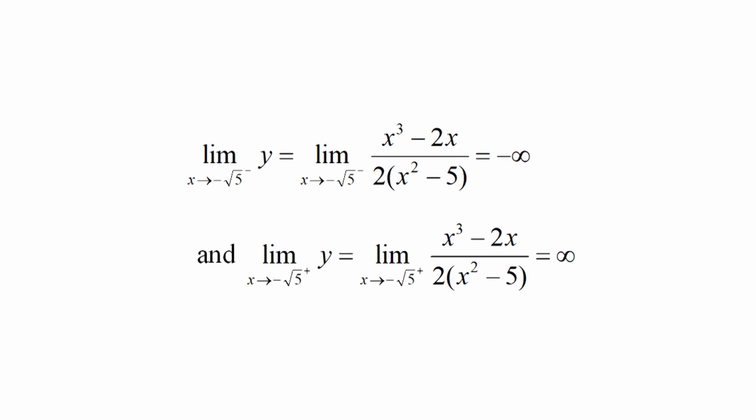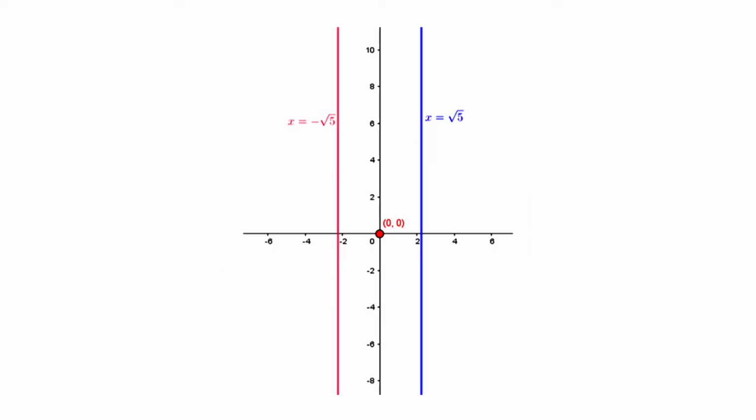Similarly, limit x going to minus root 5 plus of y is equal to limit x going to minus root 5 minus of x cube minus 2x whole divided by 2 times x square minus 5, which is equal to minus infinity, and limit x going to minus root 5 plus of y is equal to limit x going to minus root 5 plus of x cube minus 2x by 2 times x square minus 5, which is equal to plus infinity. Hence, x is equal to minus root 5 is also an asymptote.